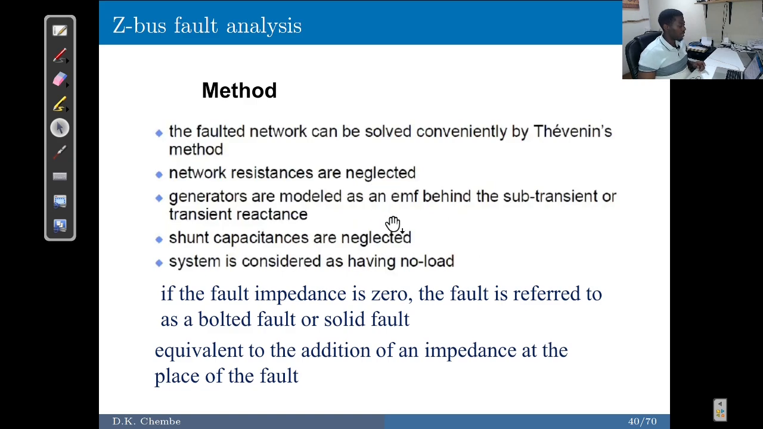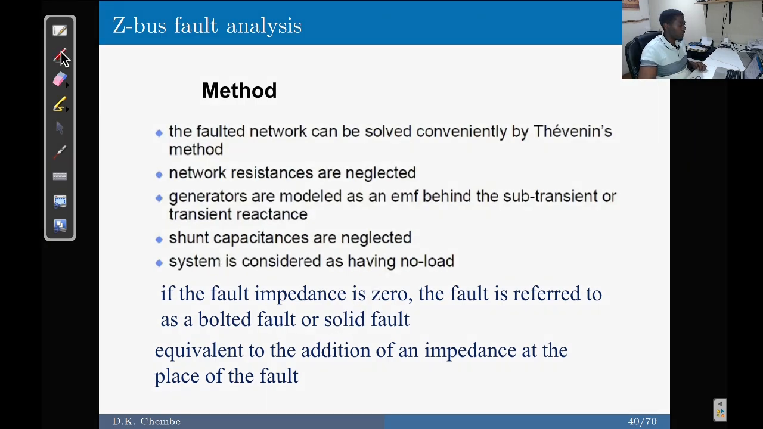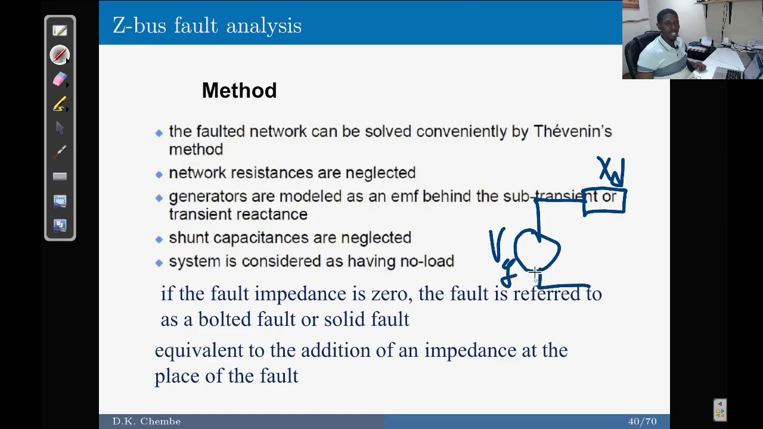So here we have the network resistances being neglected, and the generators are modeled as an EMF behind the sub-transient or transient reactance. Similar to what I mentioned, you have the generator modeled under this sub-transient reactance. So you've got your generator voltage there, or in short, this is what we call the Thevenin's voltage, and this can be the Thevenin's impedance.